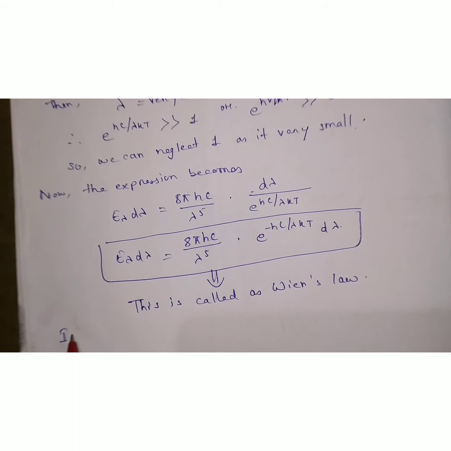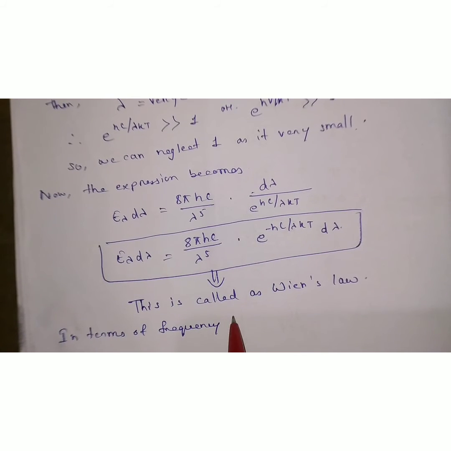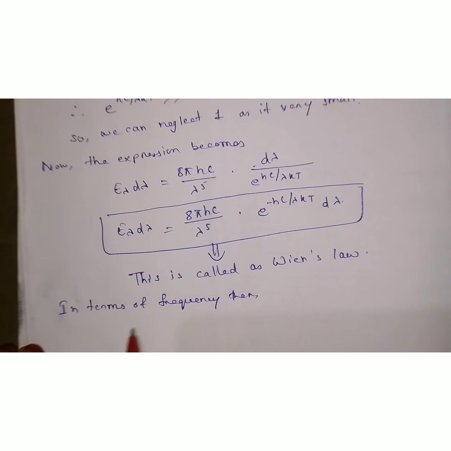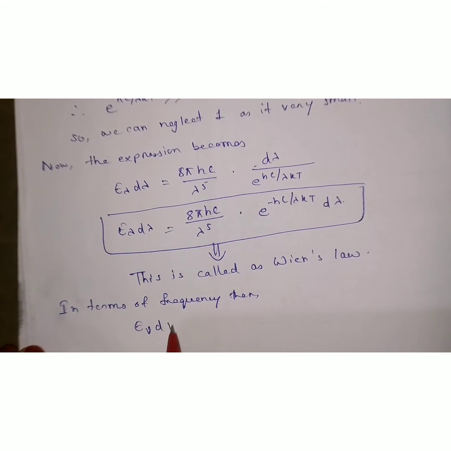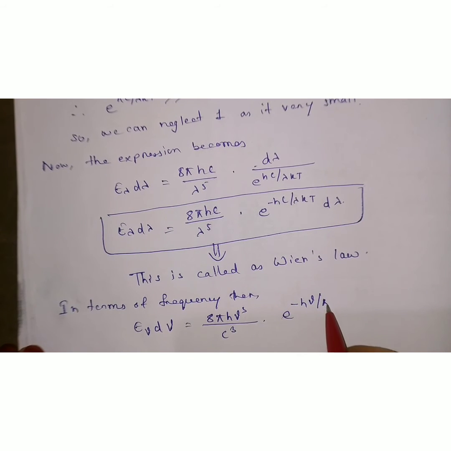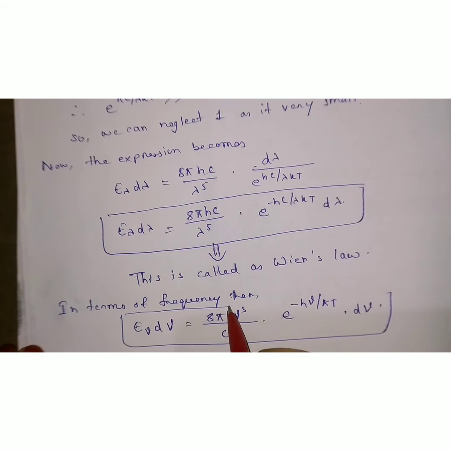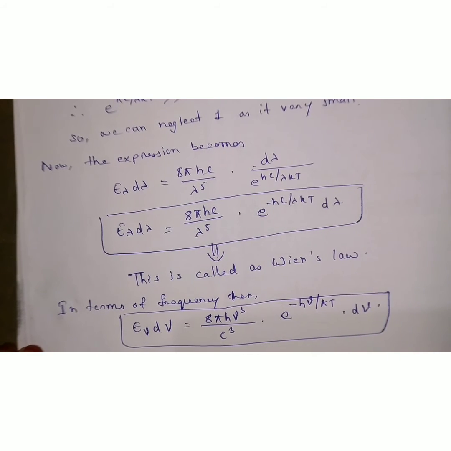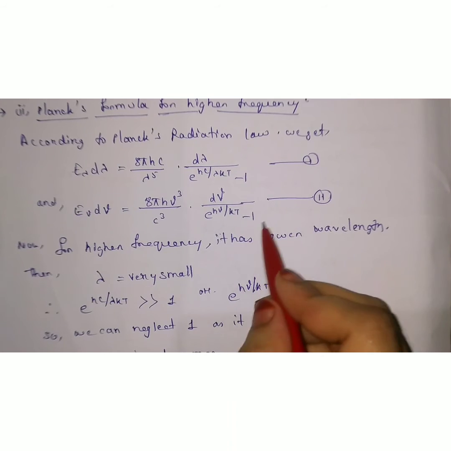Also, if we want to express it in terms of frequency, then the expression becomes E nu d nu is equal to 8 pi h nu cube divided by c cube into e to the power minus h nu by kt d nu. This is expressed in terms of frequency, neglecting 1.